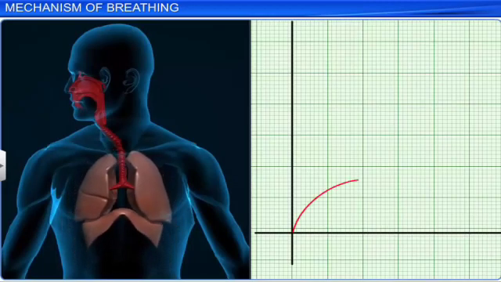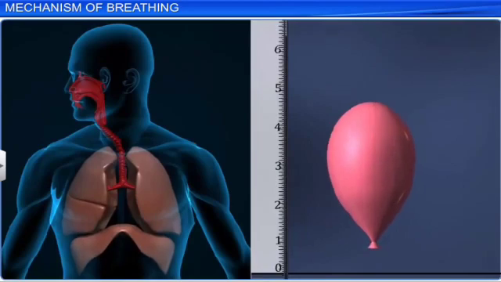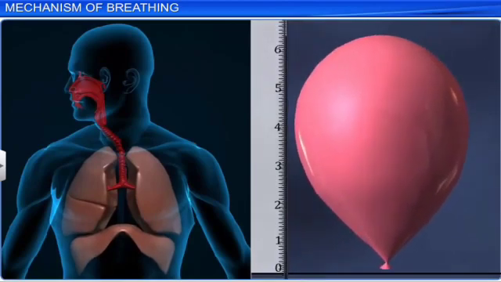We have seen how we breathe. But can we measure how much we can breathe? An average lung can hold about 6 liters of air, of which only a small amount is used during normal breathing.